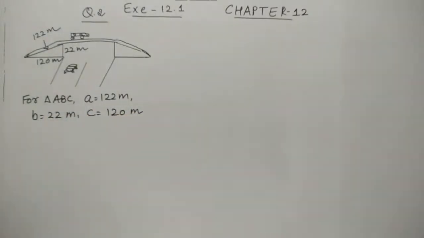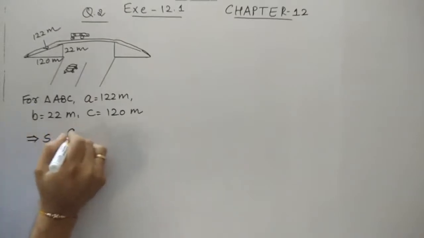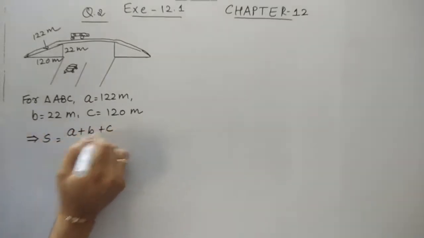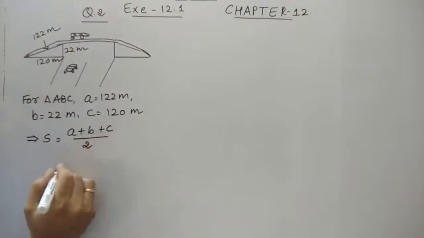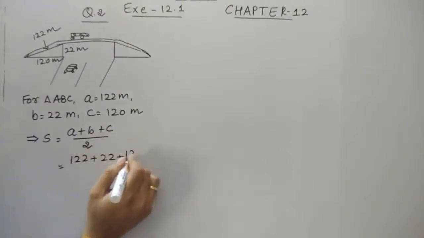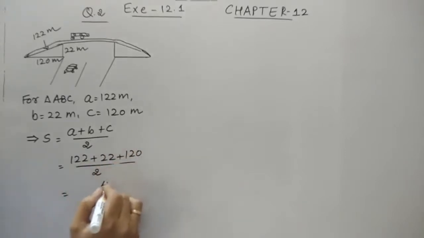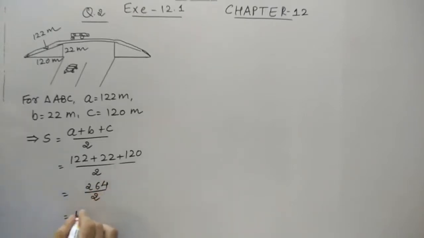Now let's first find out the semi perimeter S, that is A plus B plus C by 2. A is 122, B is 22 and C is 120, whole upon 2. So this is 264 upon 2, so 132 meter. As it is the semi perimeter, it must be in meter.